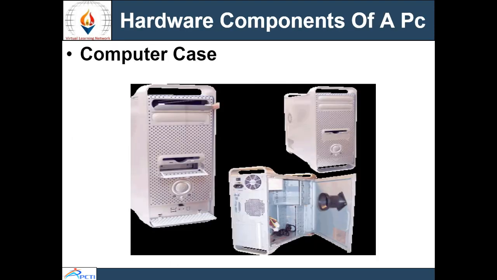Hardware components of a PC. First one is computer case. A computer case covers the computer circuitry. It is also known as cabinet, box, computer chassis, etc. It is a box which contains different components of a computer like CPU, motherboard, RAM, power supply unit, etc.